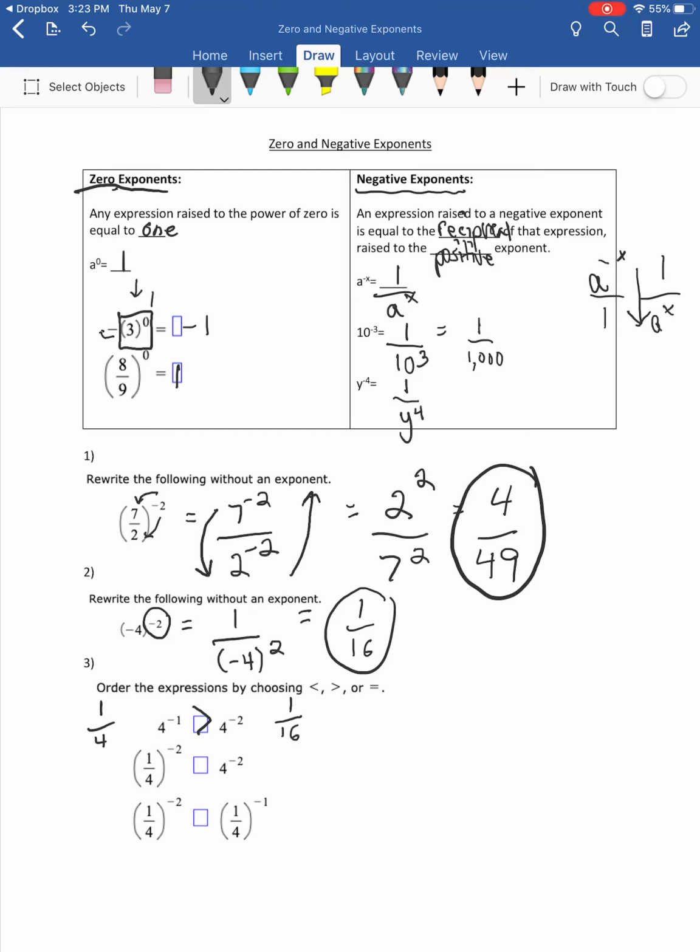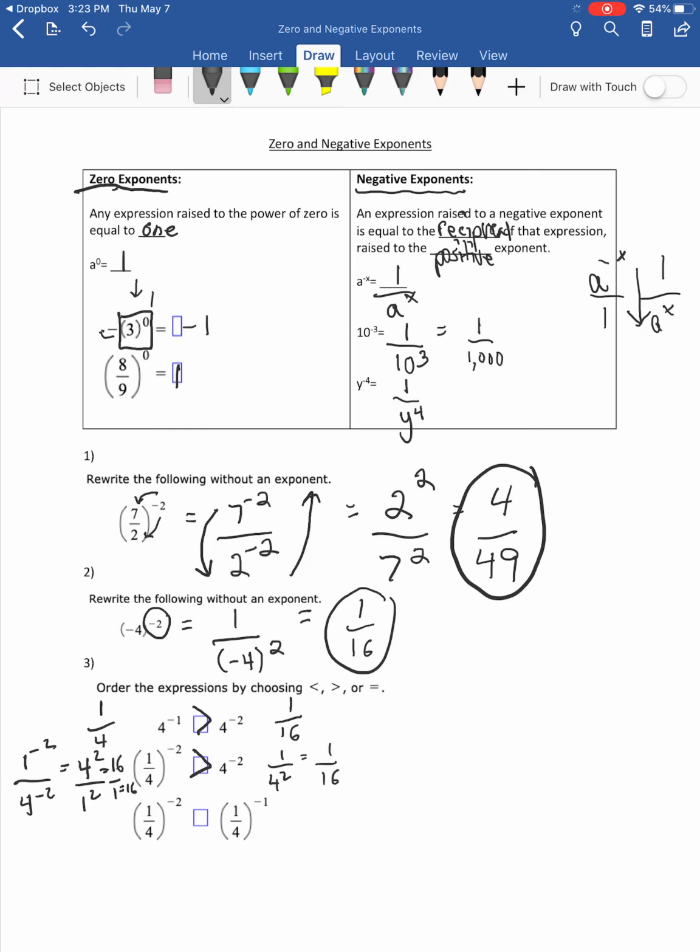All right, so 1/4 to the -2, that's going to be 1 to the -2 over 4 to the -2. Which is going to be 4 to the positive 2 over 1 to the positive 2, which is 16 over 1, which is just 16. And 4 to the -2 is going to be 1 over 4 squared, which is 1 over 16. So we have 16 versus 1/16. That's going to get a greater than sign.